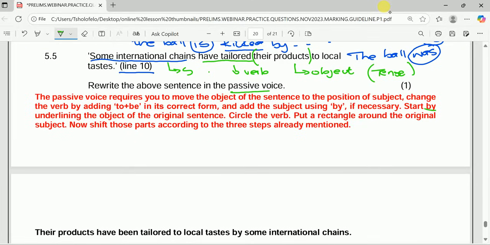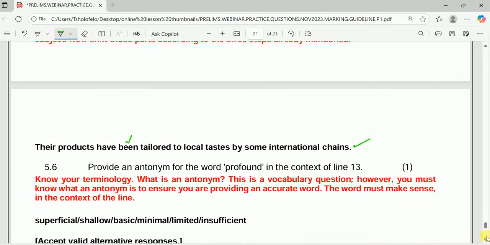We begin with what? We begin with the object. The products. Remember I said with "have" and "has", what are we going to add? We add the word "been." The products have been tailored to local taste by some international chains. And this is how you change your sentence from active to passive.